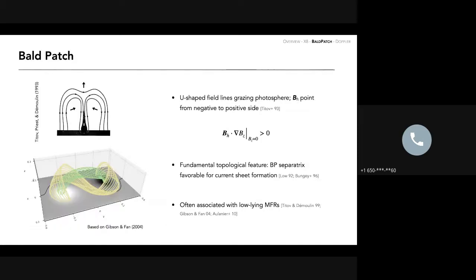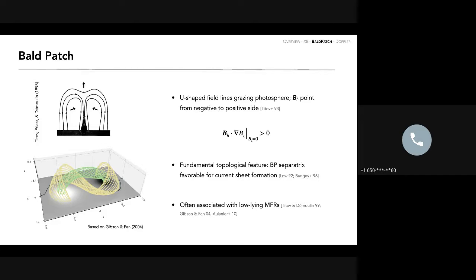Next slide, please. So what I would like to show here is a special magnetic topology I noticed in this active region prior to the X9 flare, and that is the so-called bald patch magnetic topology. In 2D, it is illustrated on the lower left corner, where you see the magnetic field lines first originate from the left foot point, then wind down and form a U shape that grazes the photosphere, then wind up. So the location where this U loop touches the photosphere is called bald patch, okay?